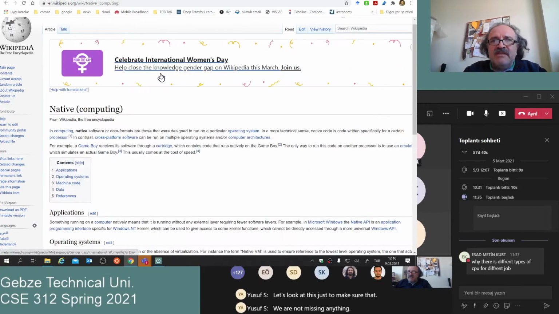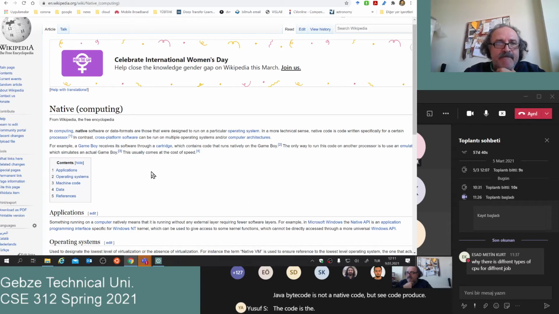Native software. This one talks about native software, the software that directly runs on the hardware. Native code is written specifically for certain processors. C produces native code. In contrast, cross-platform software can be run on different platforms. So Java bytecode is not native code, but C code produces native code.